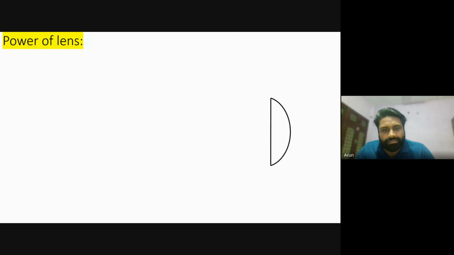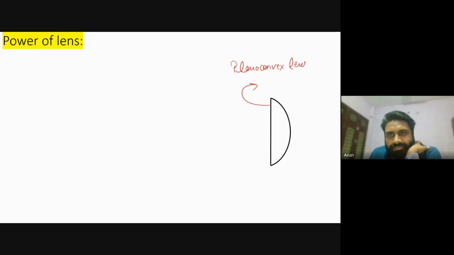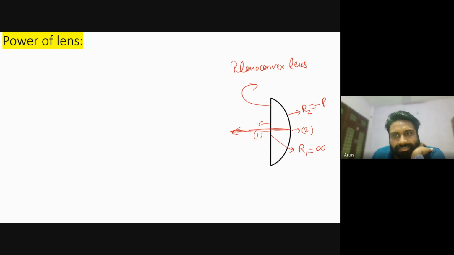What about the power of a plano-convex lens? This is the plano-convex lens. This is surface 1 and this is surface 2. Surface 1 has a radius of curvature R1, and surface 2 has a radius of curvature R2. What is the value of R1? I have told you, it is infinity. And what is the value of R2? It is R, but it is measured in the direction of the refracted ray on the LHS side, so it is minus R.